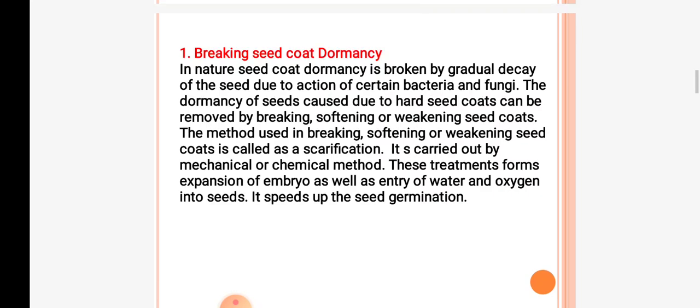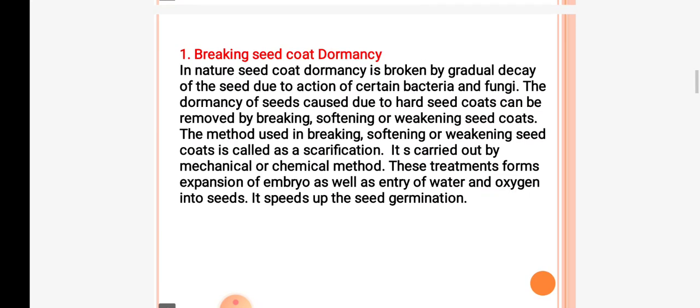It is carried out by mechanical or chemical methods. These treatments allow expansion of the embryo as well as entry of water and oxygen into the seeds. It speeds up seed germination.